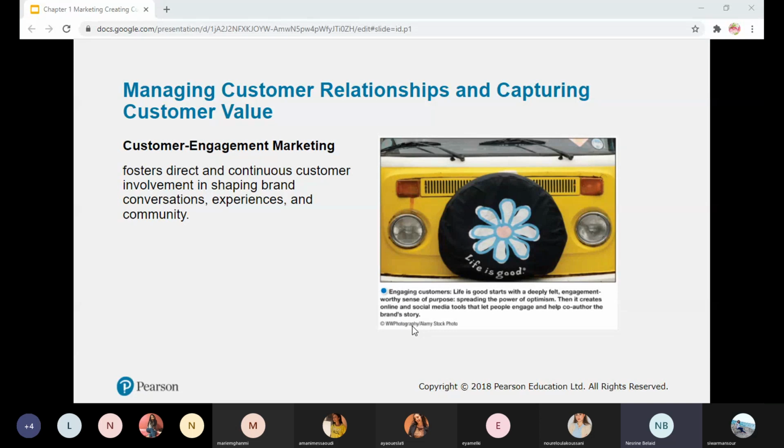Okay, this is the partner relationship management. Well, okay. So now let's move on to customer lifetime value. It is the value of the entire stream of purchases that the customer would make over a lifetime of patronage. Okay.